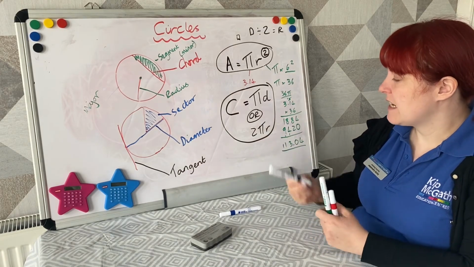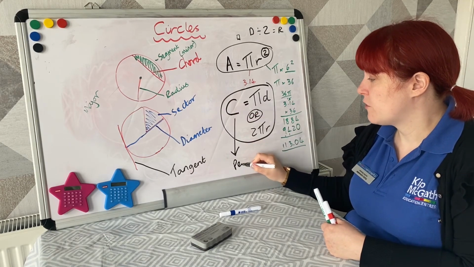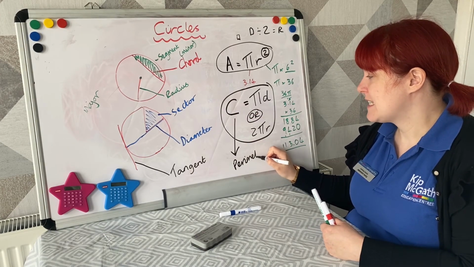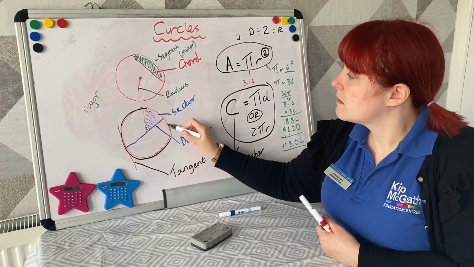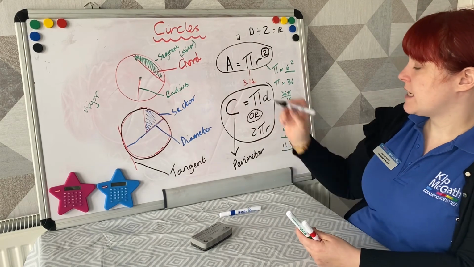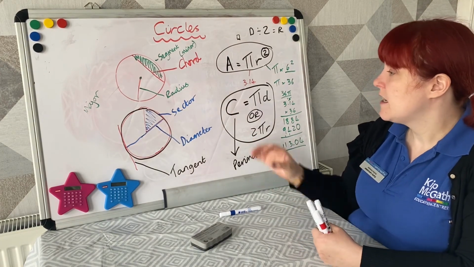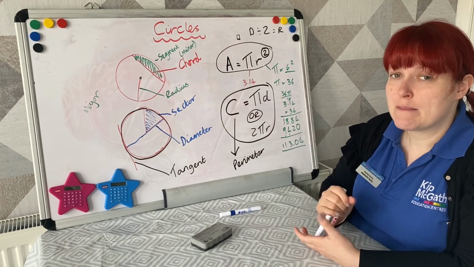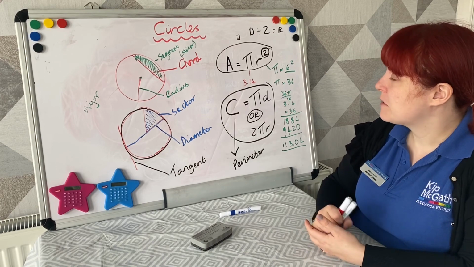Circumference is the posh name, I should have said this, for the perimeter for a circle. So it is the outside all the way around our circle. Okay, so it's around the outside of our circle. That's what we would have called in other shapes a perimeter, but for circles it has a special name of circumference. Okay, and that's how our circles work.